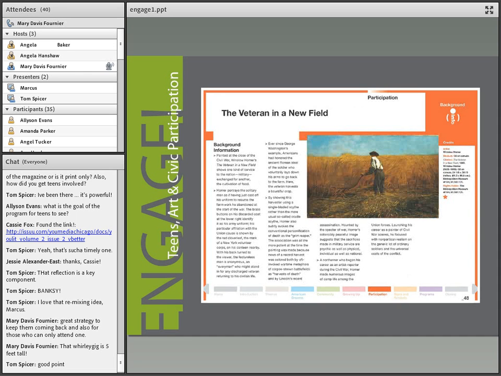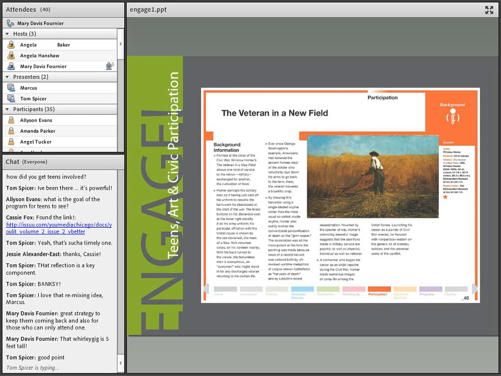The final image in this participation theme is Winslow Homer's Veteran in a New Field. It's an image from the Picturing America collection, as are many of them, including the Selma to Montgomery March. I should pause here to say that some of the images in the Engage collection were unavailable to reproduce in this guide due to copyright restrictions related to the internet distribution of this guide.